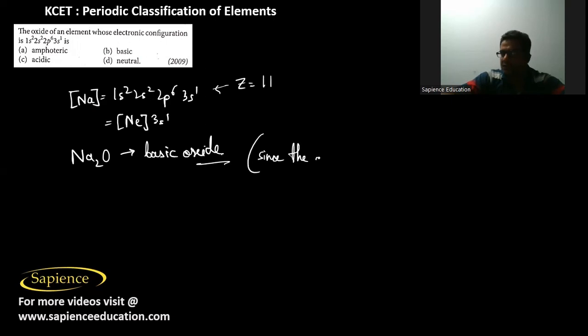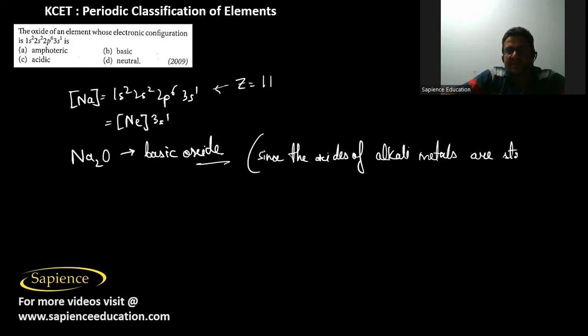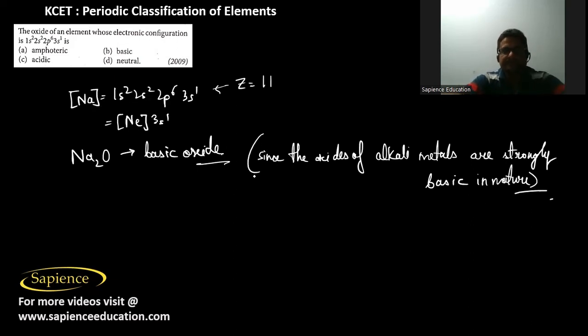So it means the oxide of sodium will be sodium oxide, Na2O. As we know that the alkali metal oxides are basic oxides, so it will be a basic oxide. Why? Since the oxides of alkali metals are strongly basic in nature. So it means that option B is the correct answer.